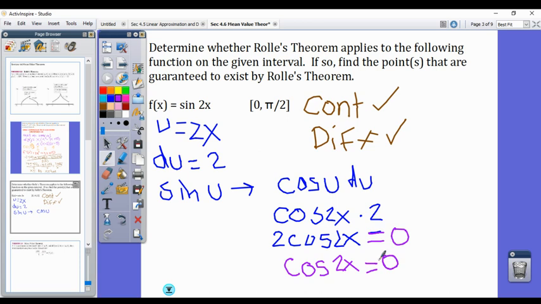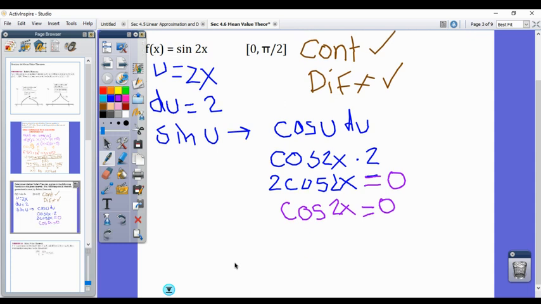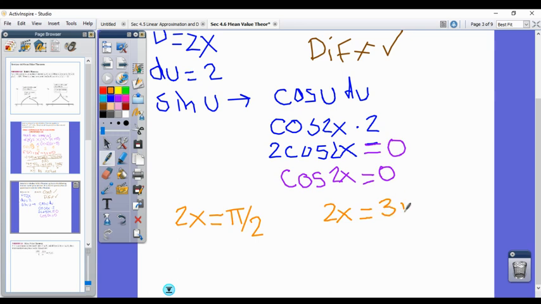So the thing you need to ask yourself is, where is cosine equal to 0? And the answer is at pi over 2 and 3 pi over 2. So we're getting 2x equals pi over 2 and 2x equals 3 pi over 2.